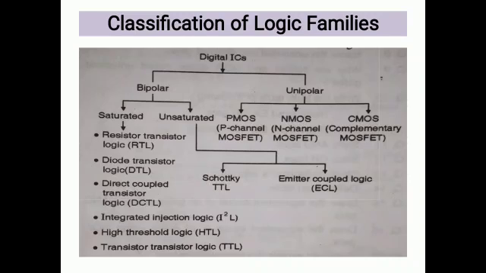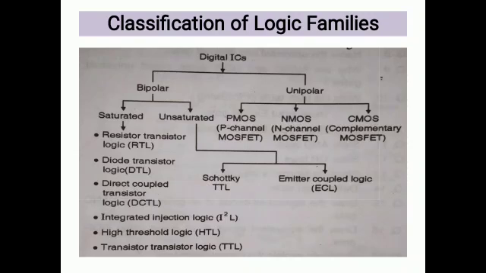So the main classification is bipolar and unipolar digital ICs. Depending on the device used, a bipolar device is used in the bipolar technology, and a unipolar device is used in the unipolar technology. So which is the bipolar device used? It is the BJT, and in unipolar, MOSFETs are used.